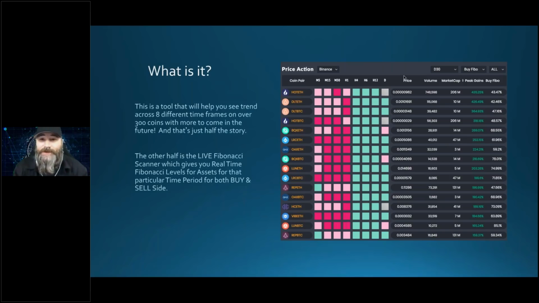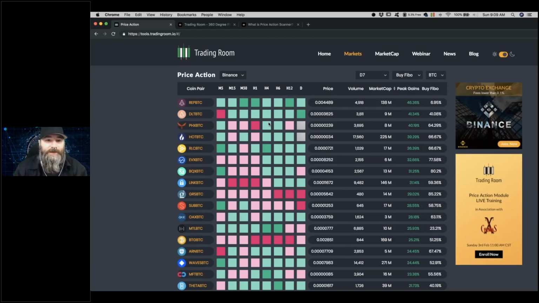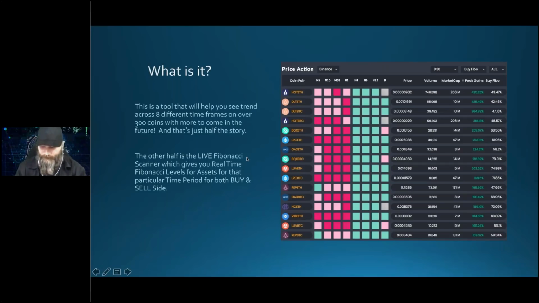The second half is this section up top, which is your time period and your calculation period for the actual Fibo. We can see it live right here, and what we're looking at is the trend happening from 5 minutes all the way up to a day. I'm going to go over these colors in just a second, so bear with me. Then there's your time period with the peak gain that happened within it and the current pullback for that time period. We can also do retrace for buy and sell Fibos.